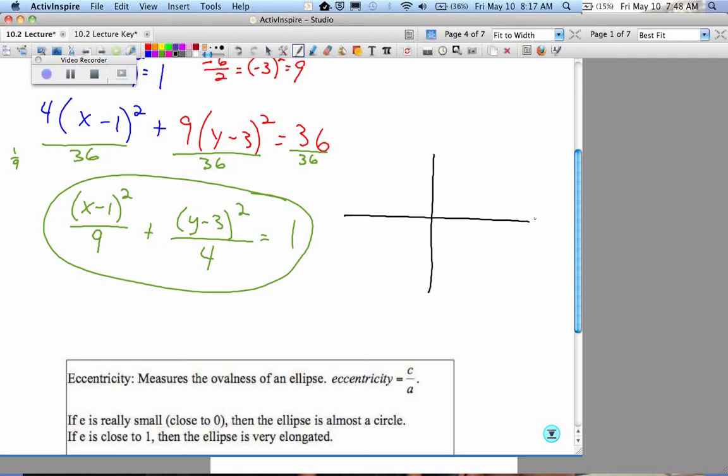So I'm going to pause it. You are going to graph the ellipse now. Here's your standard form. You're going to do the graph. Do it as fast as you can.